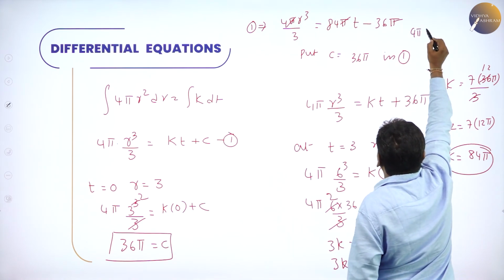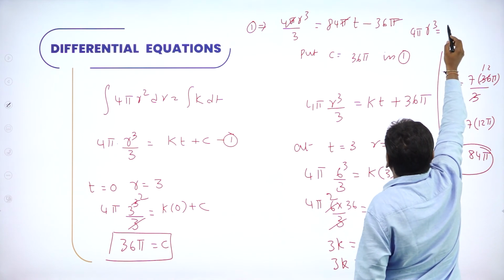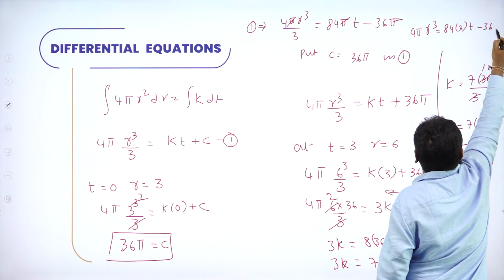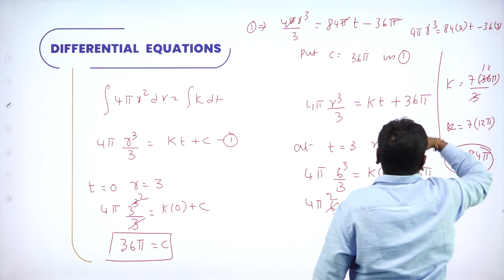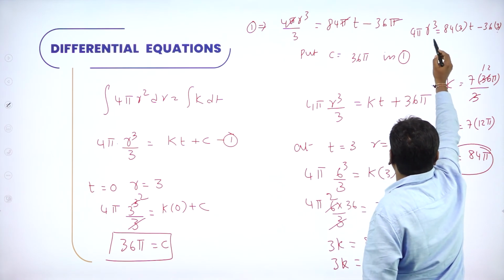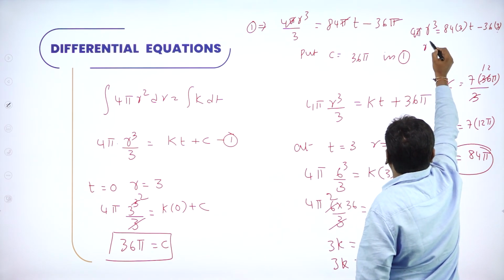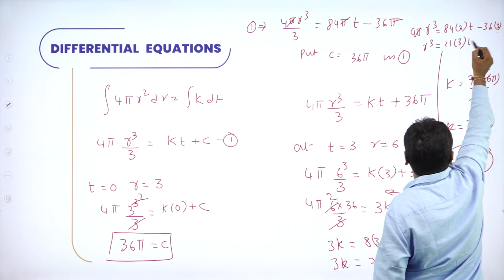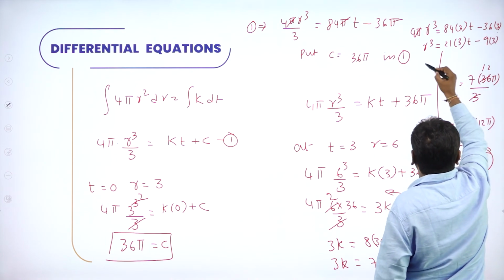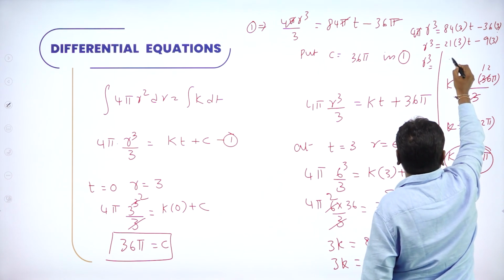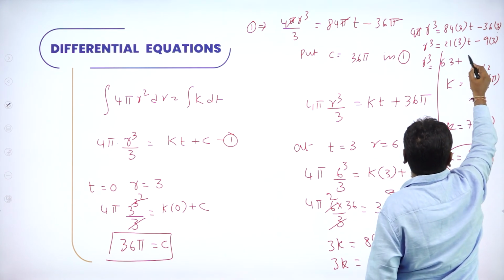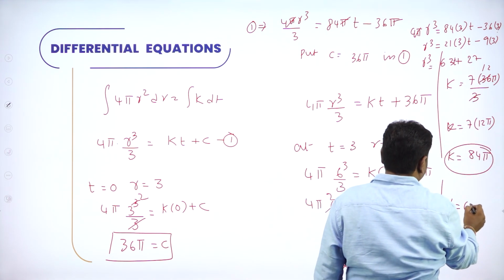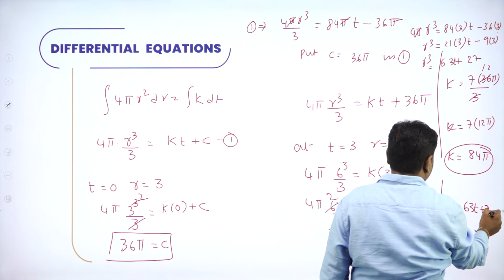So you will get 4 r cube is equal to 84 into 3t minus 36 into 3, that's it. Now all are divisible by 4, divide by 4. Sorry, this pi is gone. So r cube is equal to 4 twos are 4, 1 is 21 into 3t minus 9 into 3. So finally r cube is equal to 63t minus 27. So I'll write r value is 63t minus 27 power 1 by 3.